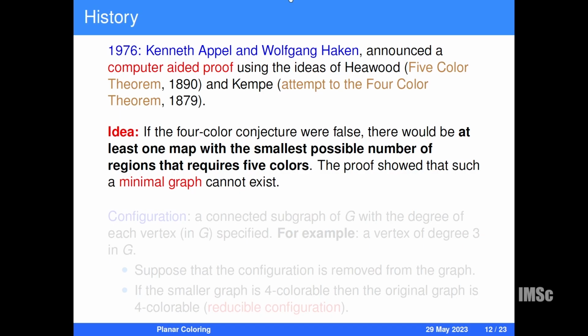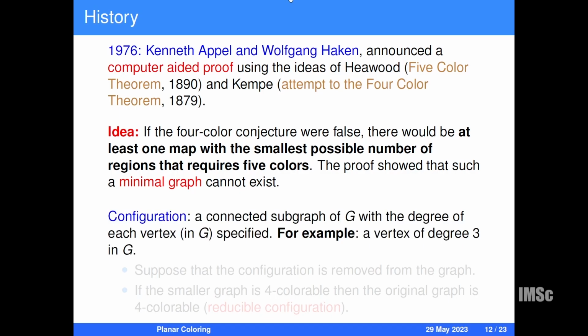So, towards this, they introduce this notion called configuration. What is a configuration? A configuration is a connected subgraph of G with the degree of each vertex in G specified. So, let us say I have a graph G, I say there is a vertex with degree 1, there is a vertex with degree 2, there is a vertex with degree 3, this is a configuration. So, these are some configurations, this is configuration 1, configuration 2, configuration 3. One vertex is a connected subgraph, and I also mention the degree of this vertex, this is 1, 2 and 3, right. So, these are the configurations.